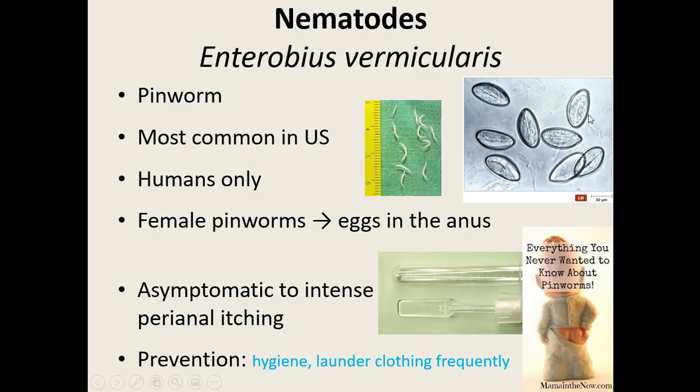Female worms, interestingly enough, come out at night, out of the intestinal tract, and they lay their eggs right at the anus opening. So one of the main symptoms is intense perianal itching at night. The worms know when you're sleeping. I'm not sure if it's blood pressure, stress, whatever it is. They know when you're sleeping. They come out at night and lay their eggs right at that anal opening. Quite gross. For some individuals, it's asymptomatic, with no issues whatsoever.